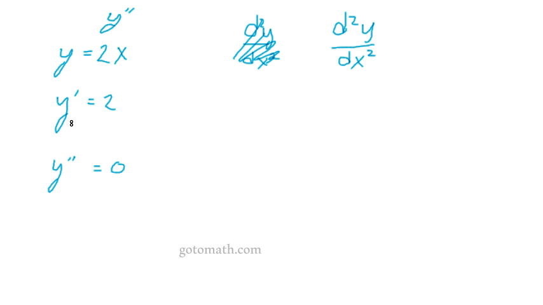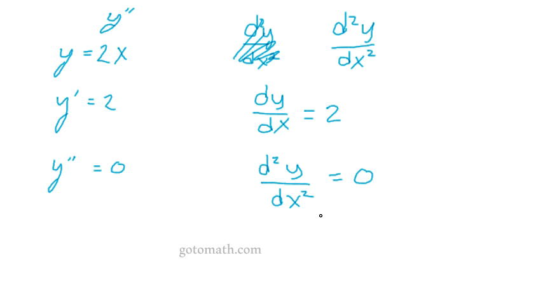So there are other ways of writing this. We could also say dy over dx is equal to 2. And then, this is some different notation, d2y over dx squared is equal to 0. So you could see it here, you could see it here.